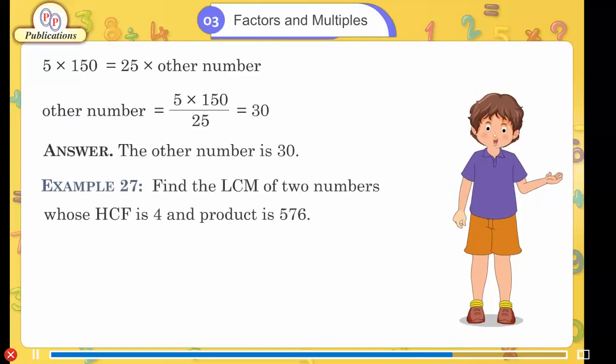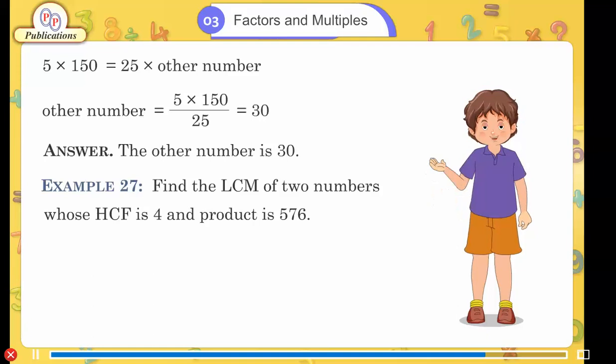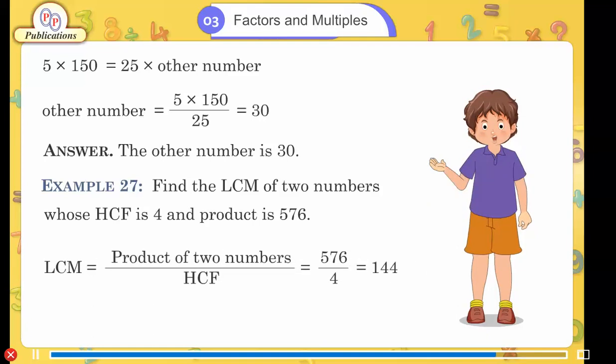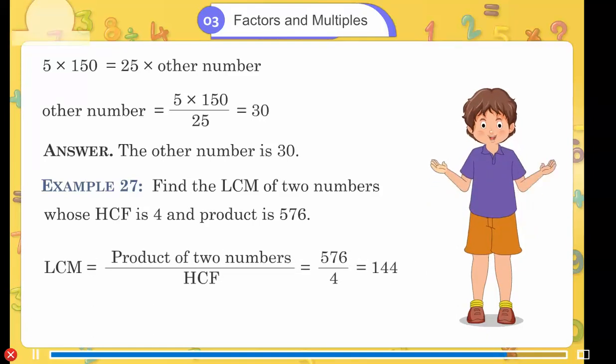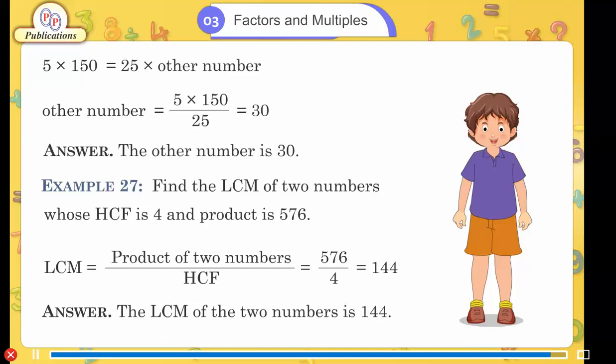Example 27. Find the LCM of two numbers whose HCF is 4 and product is 576. LCM is equal to product of two numbers by HCF is equal to 576 by 4 is equal to 144. Answer: the LCM of the two numbers is 144.